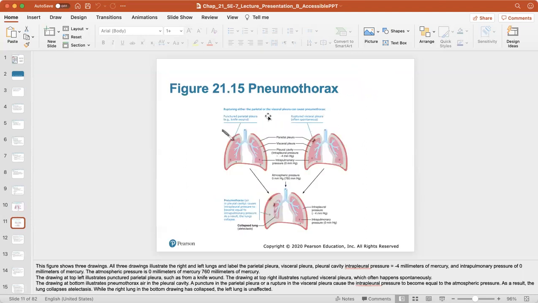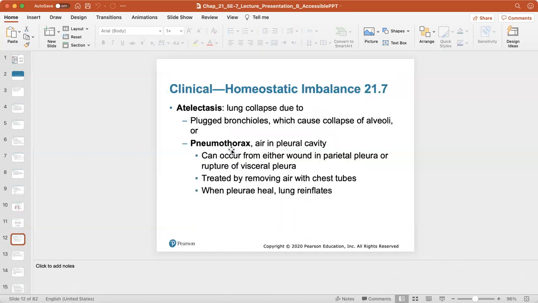So here's a look at rupturing either the parietal or the visceral pleura, which can cause a pneumothorax, which means that air is in the pleural cavity, and this causes the intrapleural pressure to become equal to the intrapulmonary pressure, and as a result, the lungs will collapse. So again, this is some sort of wound. If someone gets stabbed with a knife or there's some other damage to the rib cage that caused the ribs to puncture the lungs, this could cause air to enter the pleural cavity and cause the collapse of the lungs.